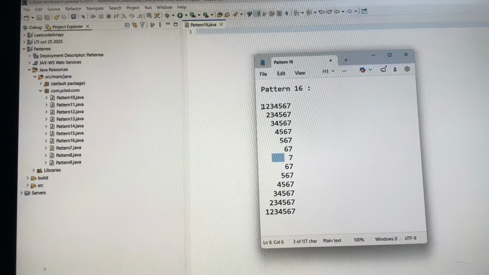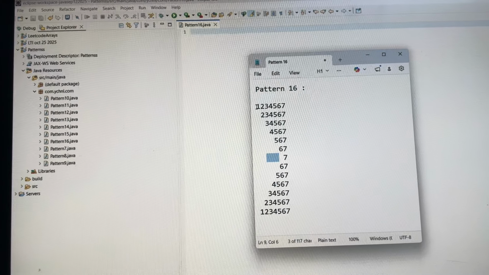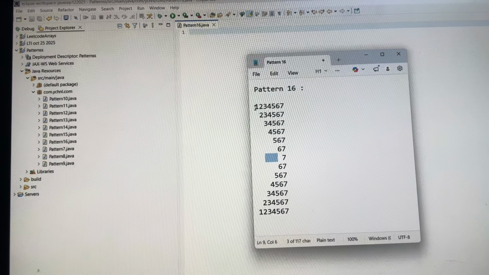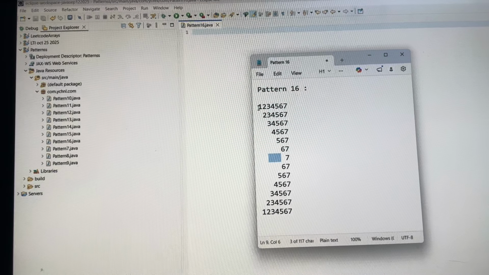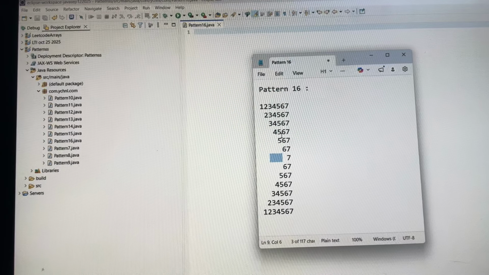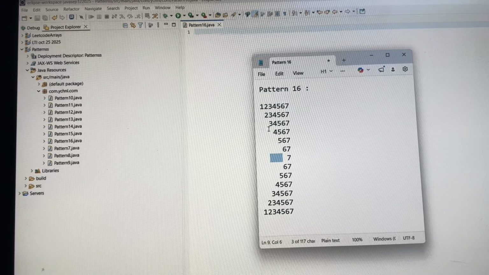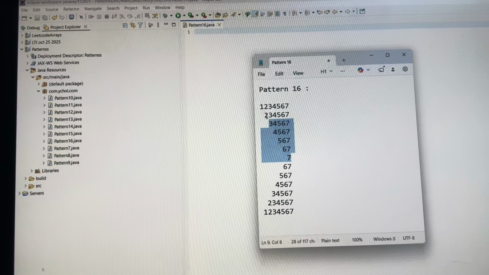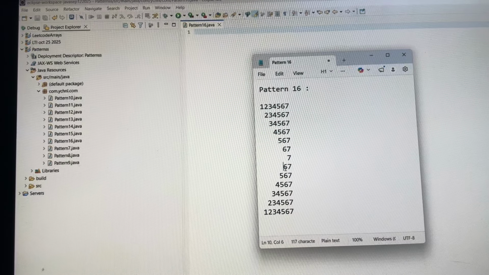So one outer loop to print the number of rows, one inner loop to print the elements of each row, and another inner loop to print the spaces. Okay, that is the upper half of the pattern, and the lower half is similar.